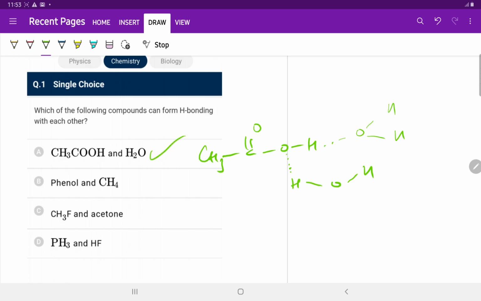Phenol and methane, there is no scope of hydrogen bonding. Both carbon and hydrogen are unable to form hydrogen bonding in methane. CH3F and acetone, there is no scope, and PH3 and HF, there is no scope of hydrogen bonding. Only oxygen, nitrogen and fluorine, and sometimes chlorine, and the hydrogen which is attached with these atoms can form intermolecular hydrogen bonding. So answer A is correct for question number 1. We'll move to question number 2.